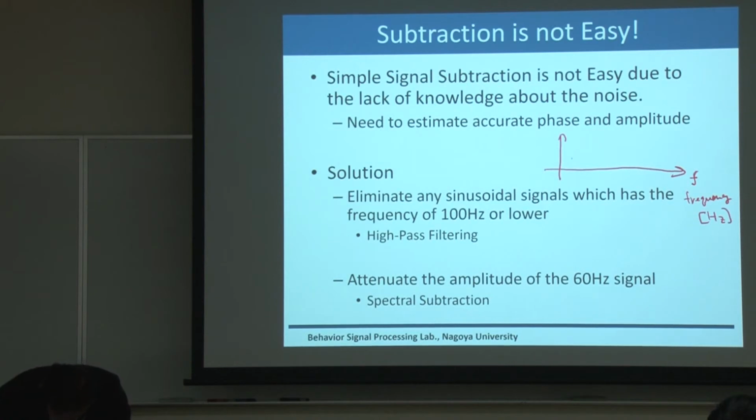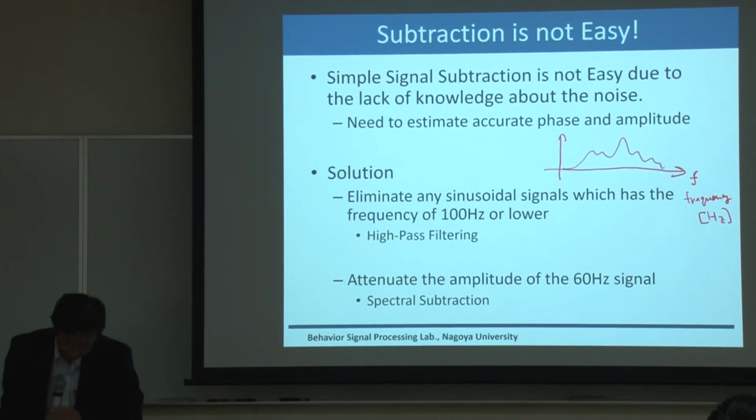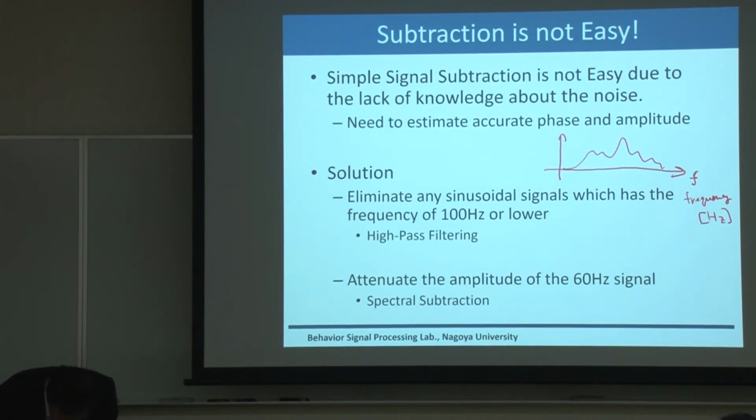Usually, any signal has some shape of the frequency power spectrum like this. And suppose that because this noise has only one single frequency component, which is 60 Hertz, it is very strong compared to the other signals. And this is 60 Hertz.